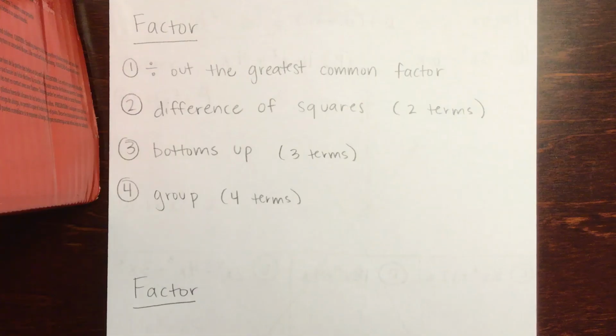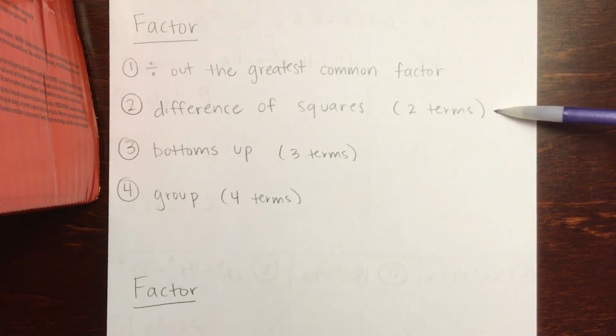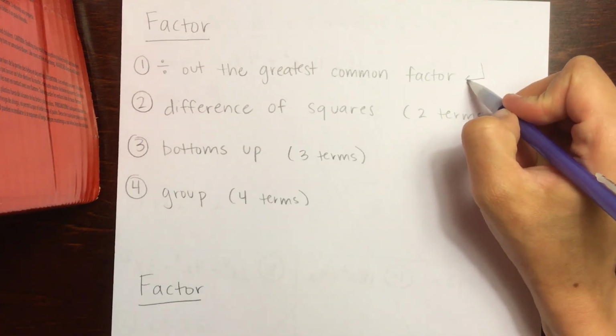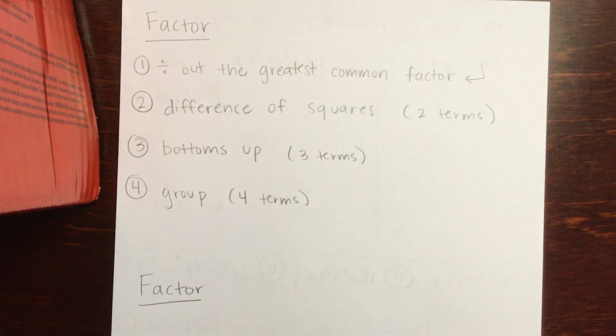There are a couple different ways you can factor depending on what your original polynomial looks like. In a previous video, we discussed dividing out the greatest common factor. This video will discuss the difference of squares. You should always try this method first and then try one of these other three, depending on how many terms your polynomial has.